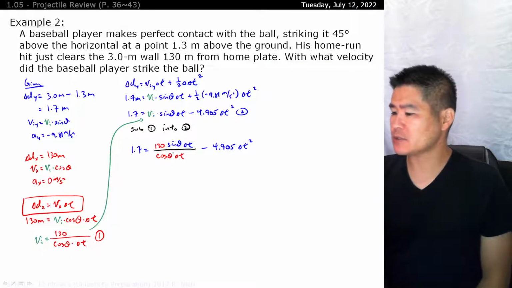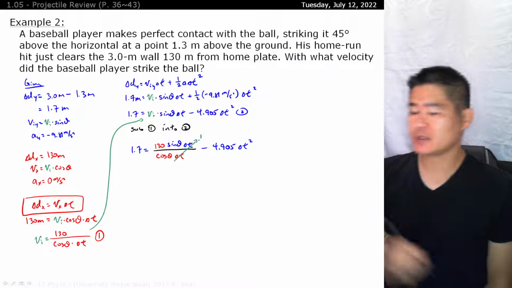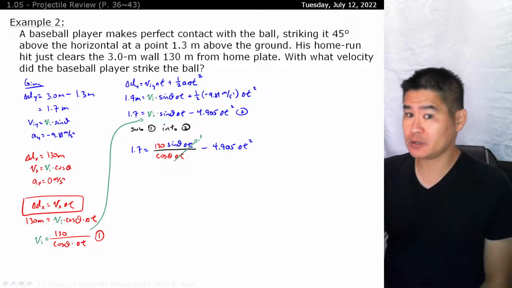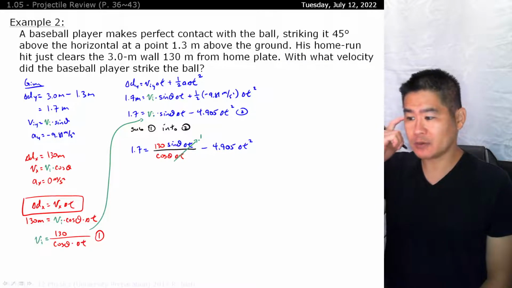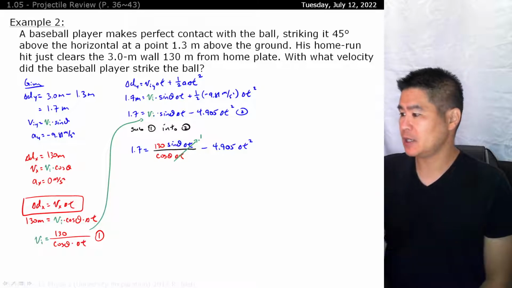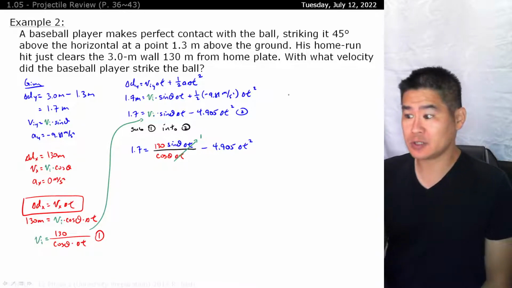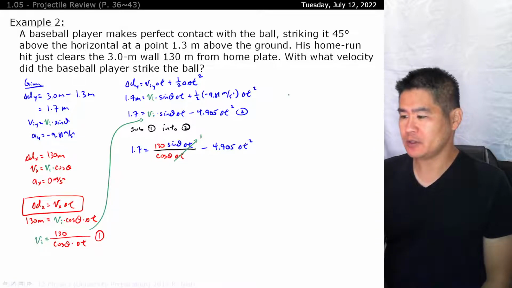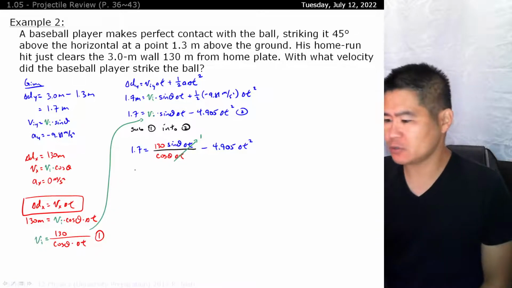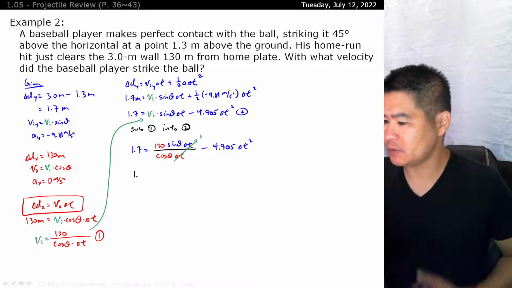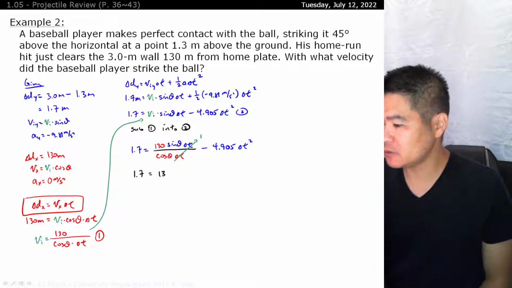You'll notice a few things. First off, your delta t's: there's one in the numerator, one in the denominator, so that's one less t to deal with. That cleans it up quite a bit. And some of you might know that sine of theta over cosine of theta is also equal to tan of theta. Now you could do that, or actually there is no shorter way, you just got to do that. So 1.7 is equal to 130 times tan of theta.